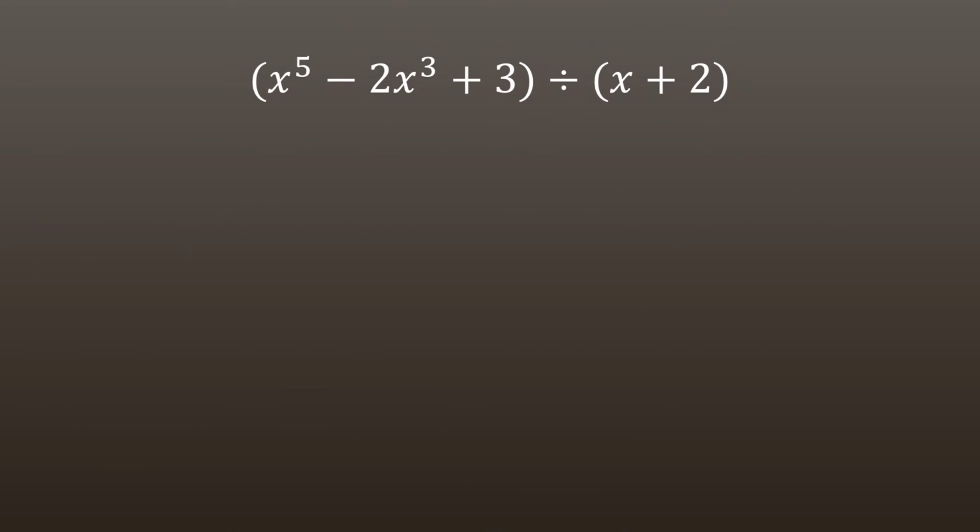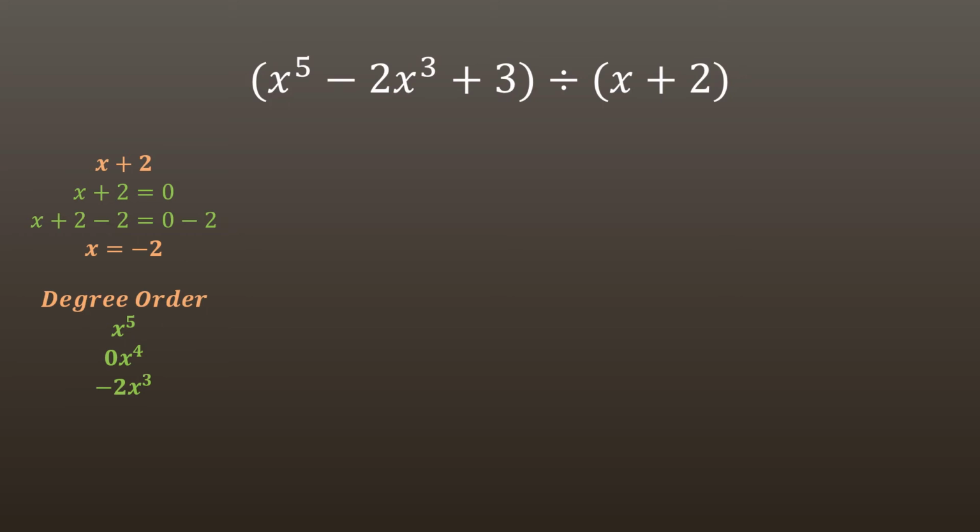Okay, here's another example. X to the fifth minus 2x cubed plus 3 divided by x plus 1. So first thing is to identify your divisor and then equate that to 0. And then get the value of x. So deduct 2 from both sides, and then we have our synthetic divisor as x equal to negative 2. Now, let's check the degree order. You have x to the fifth as the highest. We don't have x to the fourth, so you have 0x to the fourth, then negative 2x cubed, 0x squared, 0x, and then 3. So you have a complete order from 5, 4, 3, 2, 1, 0.